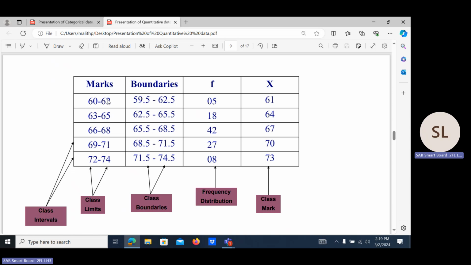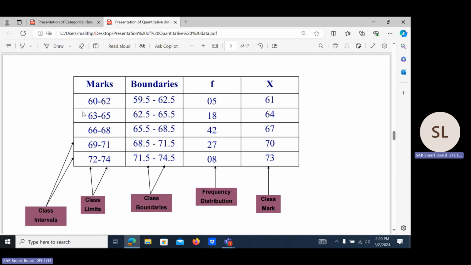The next one: these are the class intervals, and then there are limits. In the first class interval there is a range, 60 to 62. There are two points, 60 and 62. These we call class limits. What are the two class limits in the first class interval? 60 and 62. The 60 we call the lower class limit, and the 62 is the upper class limit.